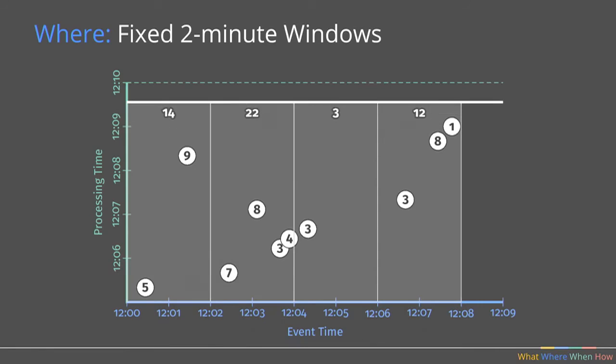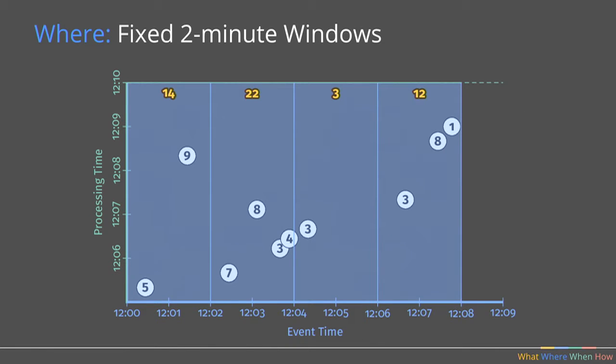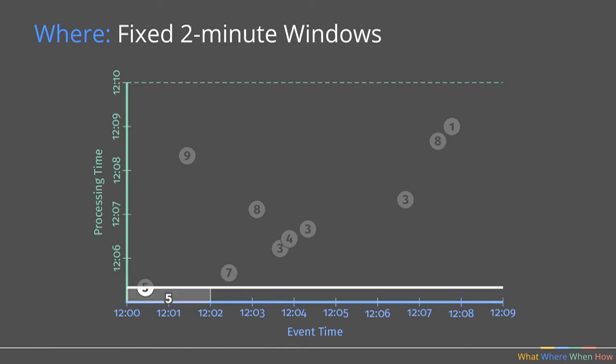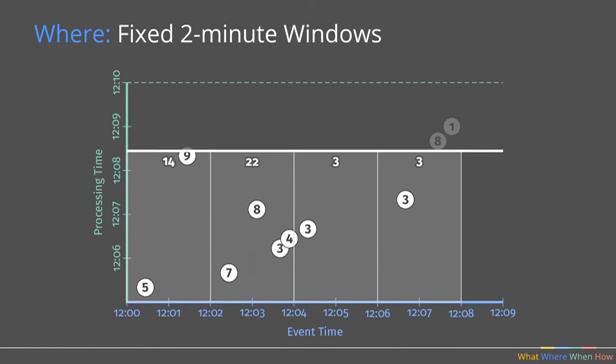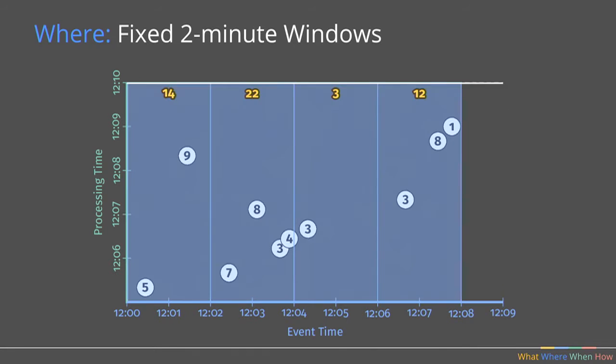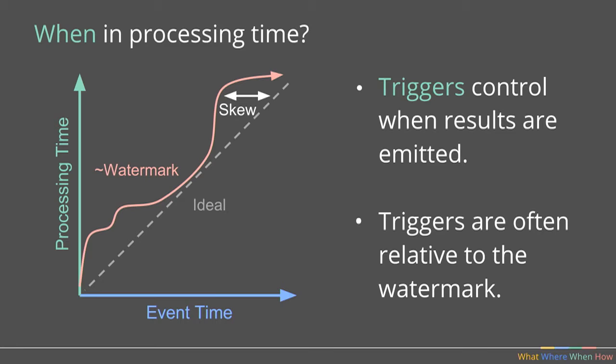So in this previous graph, output was produced at the end, at 12:10, right? But if you have a streaming application, you don't want to wait for all the data to appear, to be 100% sure that all the data appeared. So you want to trigger as soon as you think the result is reasonable, right? And in Dataflow, in Beam, we control that using triggers, and triggers are often relative to the watermark.